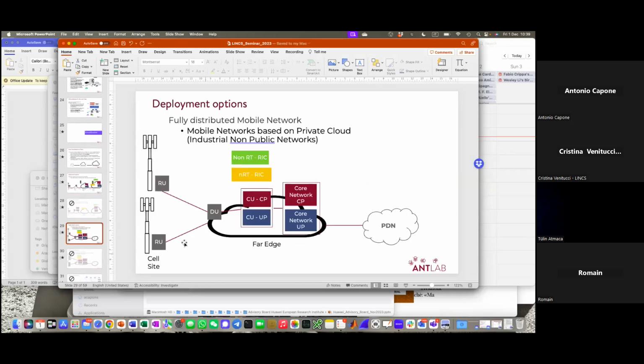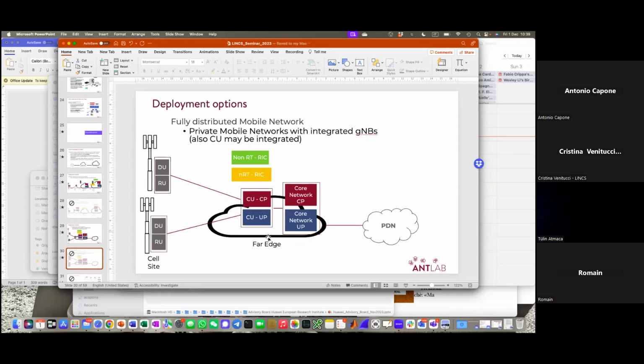Yes, this one, or maybe this one. This one. This was hidden.